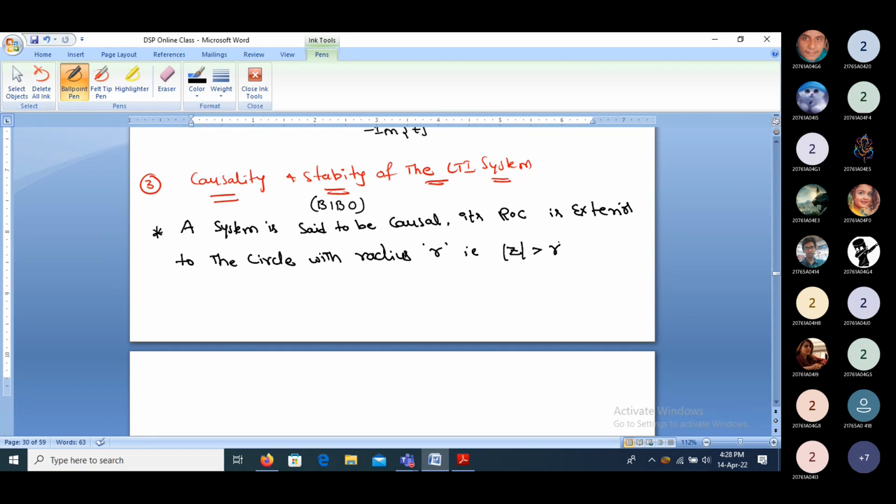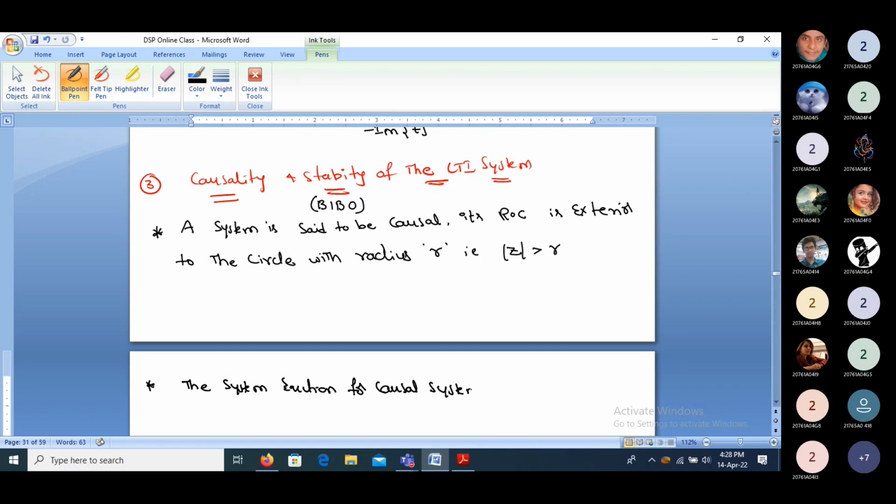When we solve problems in the class, we discuss the same point. If it is greater than r, that is causal. If it is less than r, that is anti-causal. So based on the ROC only, you can say whether the system is causal or non-causal, that is anti-causal. The system equation for causal systems, so first we go for the causal.